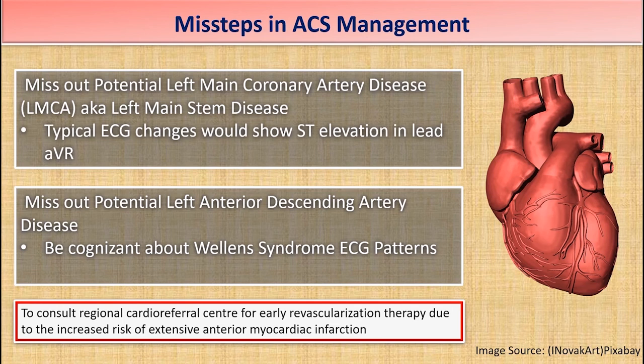The second scenario would be that you might miss out Wellens syndrome if you are not aware of the typical Wellens syndrome ECG patterns. This is very important because patients with Wellens syndrome might potentially have an undiagnosed left anterior descending artery disease, where it needs an urgent or early revascularization therapy in order to prevent the risk of developing an extensive anterior myocardial infarction in the future.